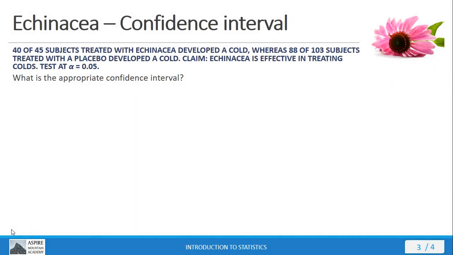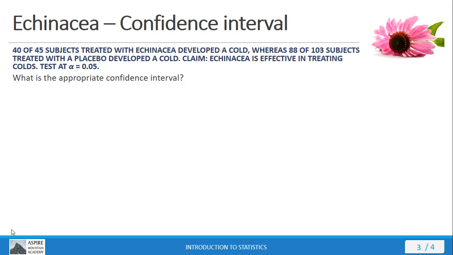Let's look at the previous problem we were looking at with Echinacea and construct the appropriate confidence interval. You get this question quite a bit in your assignment. They don't tell you what the confidence level is because they want to test your ability to remember, hey, it's 1 minus 2 alpha and not just 1 minus alpha. So they'll say appropriate confidence interval.